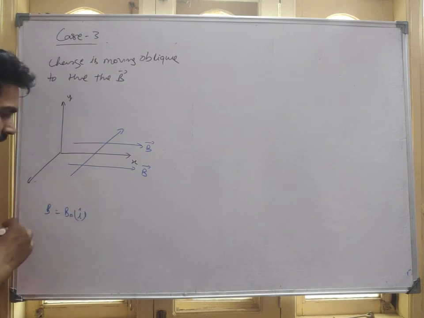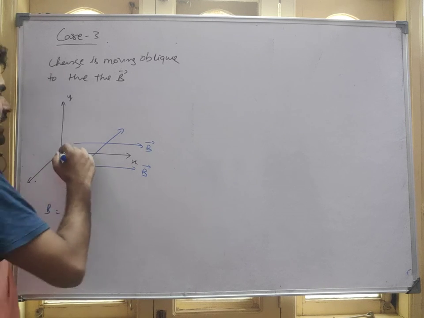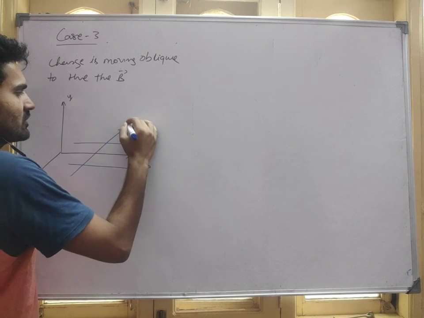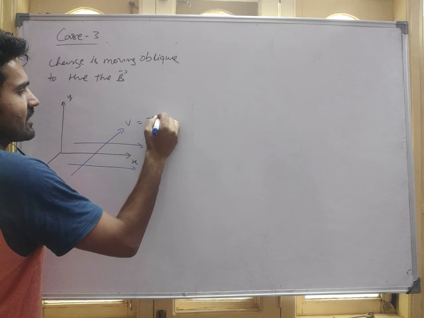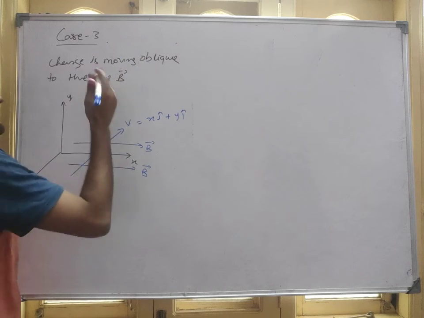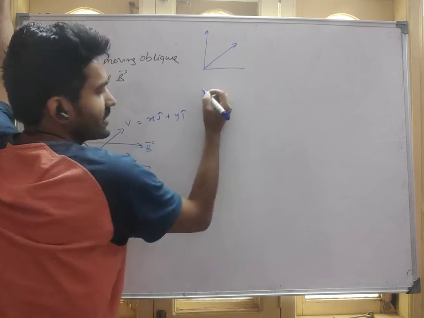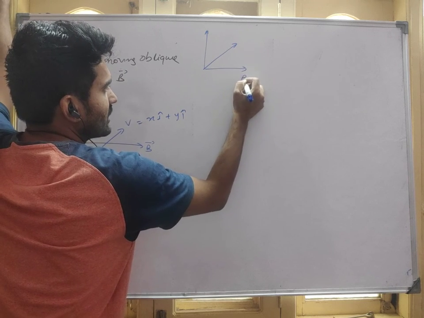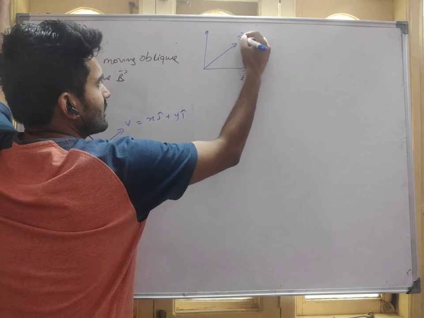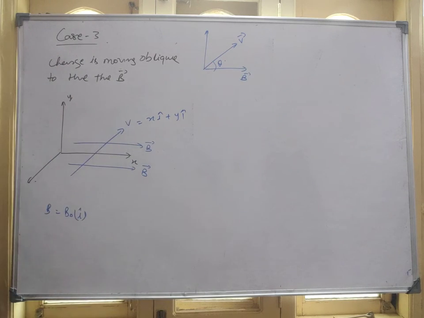Okay, let us suppose our charge is moving like this. So B is B naught i cap, and let's say the velocity is x i cap plus y j cap, which means it is moving in 2D like this. See, the velocity is like this. So this is the magnetic field and this is the velocity, right? So it is making an angle theta with the magnetic field.